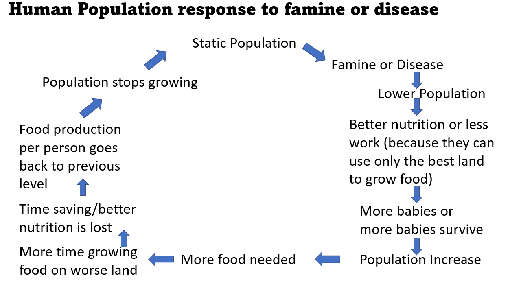Because the population increases, there's more food needed and more time to grow food because now they have to use land that's not so good. The time saving and the better nutrition that they had earlier is lost, and the food production per person goes back to the previous level. The population stops growing, and we're back again to static population.